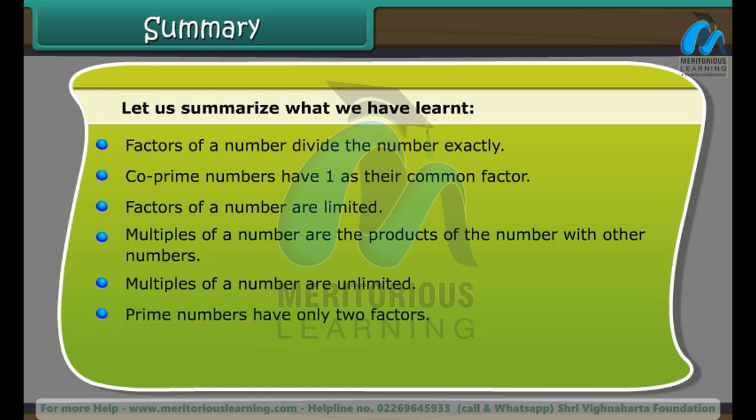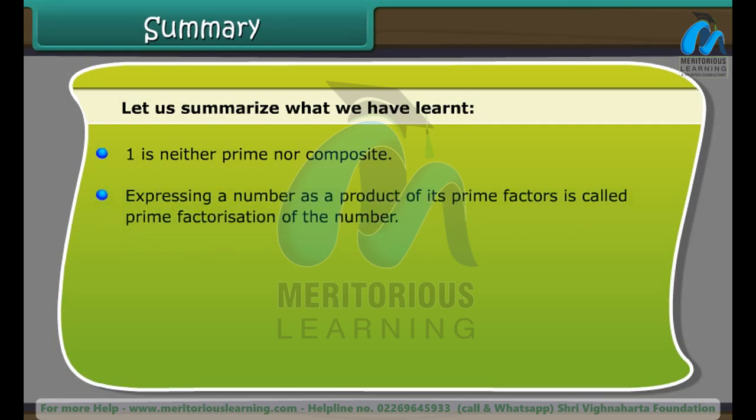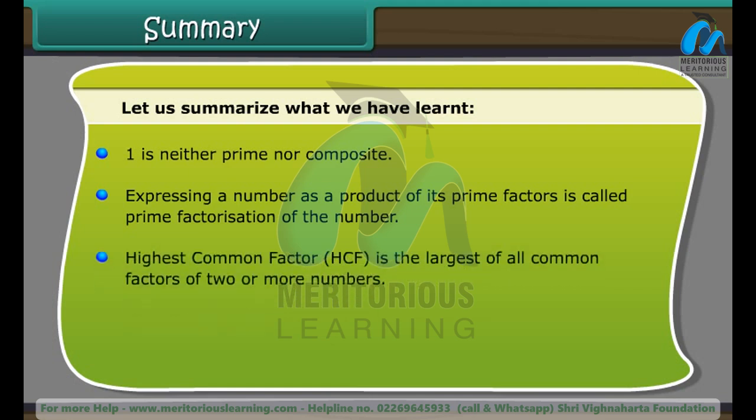Prime numbers have only 2 factors. Composite numbers have more than 2 factors. 1 is neither prime nor composite. Expressing a number as a product of its prime factors is called prime factorization of the number. Highest common factor, or HCF, is the largest of all common factors of 2 or more numbers.